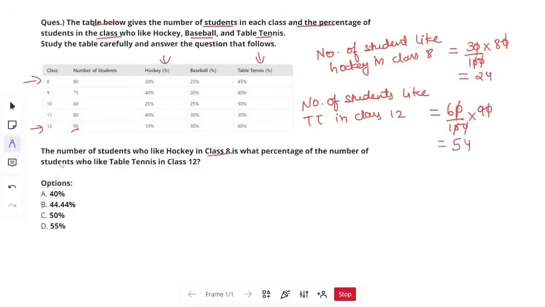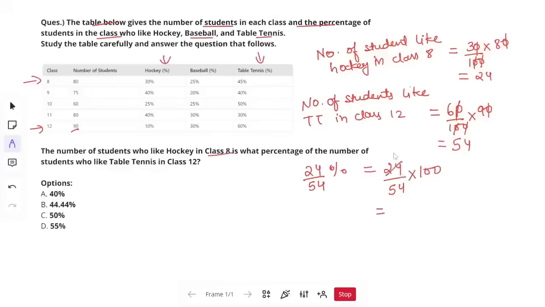Now what we are asked is: the number of students who like this is what percentage of the number of students who like this. So basically we have to find the relation of their percentage. How can we do this? Simply 24 by 54, as a percentage, right? So in order to simplify this, how can we do that? 24 by 54 into 100, simple. Now we will just try to cut it off.